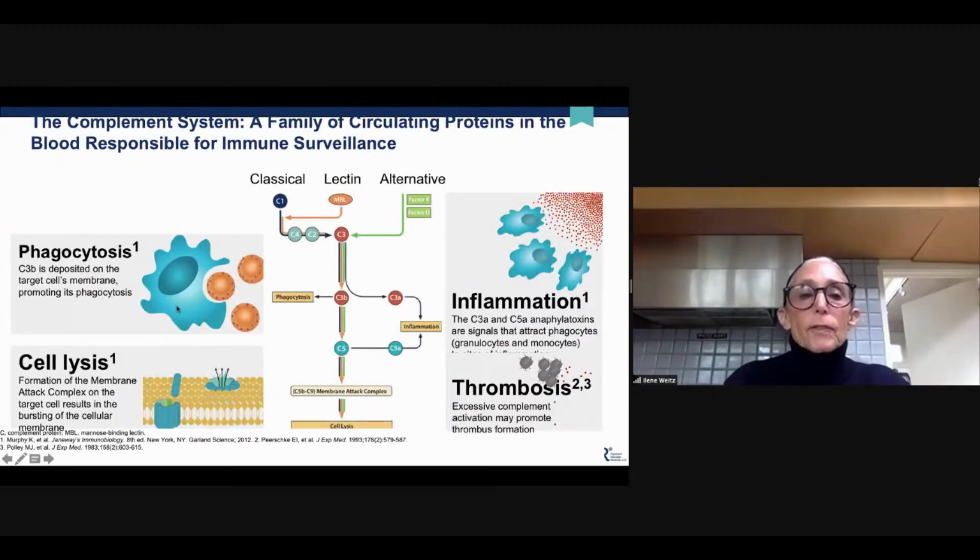Here you can see phagocytosis through the deposition of C3b, inflammation through C3a and C5a, thrombosis, especially through C5a, and cell lysis through generation of the terminal complement complex. So all of these conspire to destroy a pathogen. The problem is it's very primitive and very non-selective, so you have to be able to regulate these processes in order not to destroy your own cells.